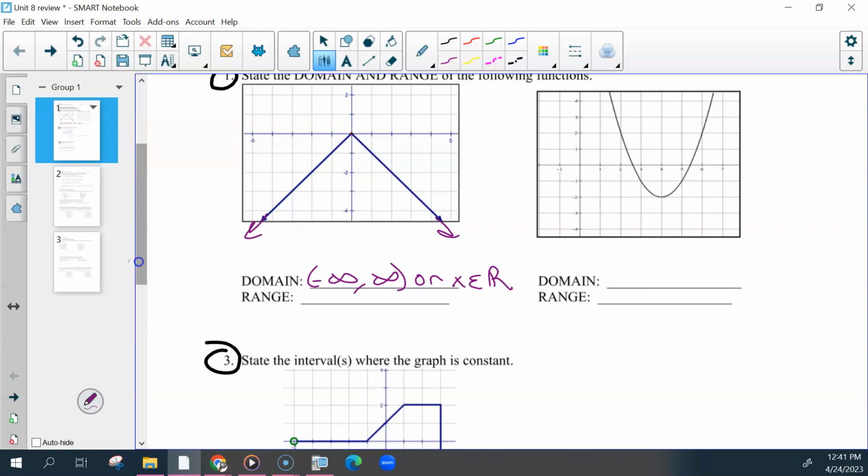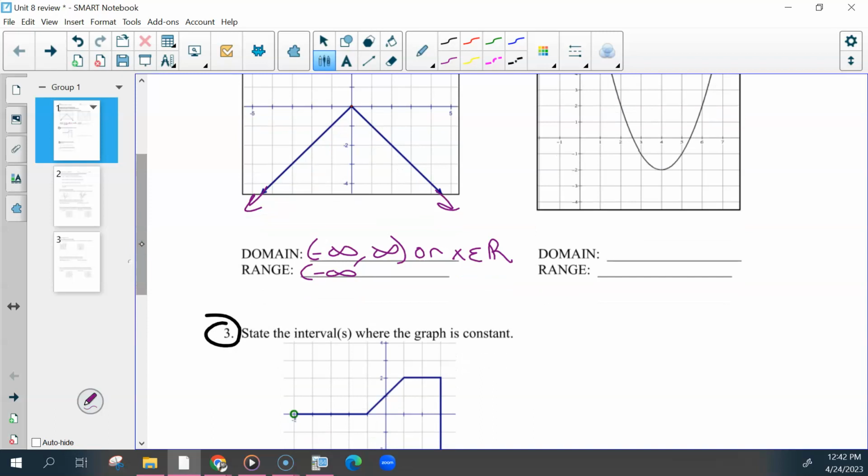Right. Range is lowest to highest. So where would the lowest be? Negative infinity. Because it's going to keep going down, so you're going lowest to highest. But it's at negative 2. For this one? Okay, never mind. Yeah. That one would start at negative 2.